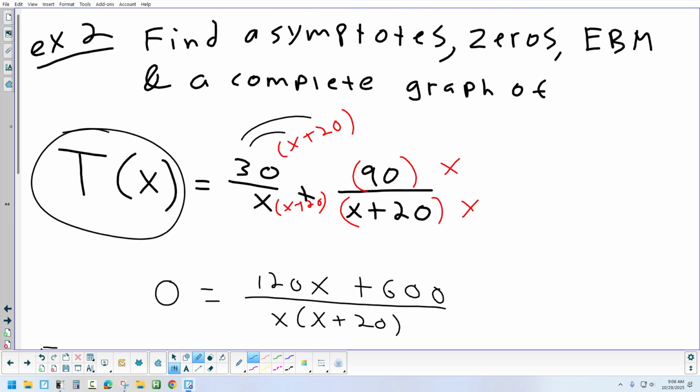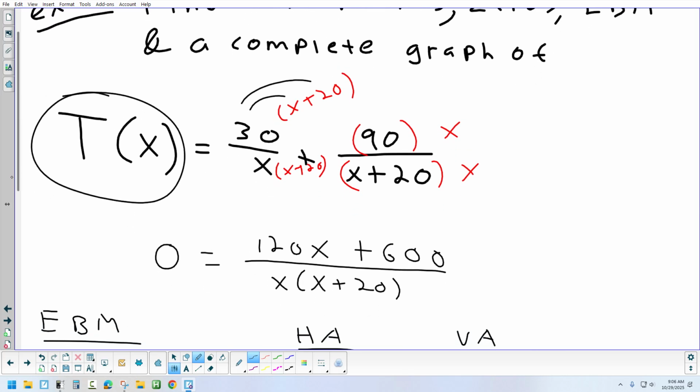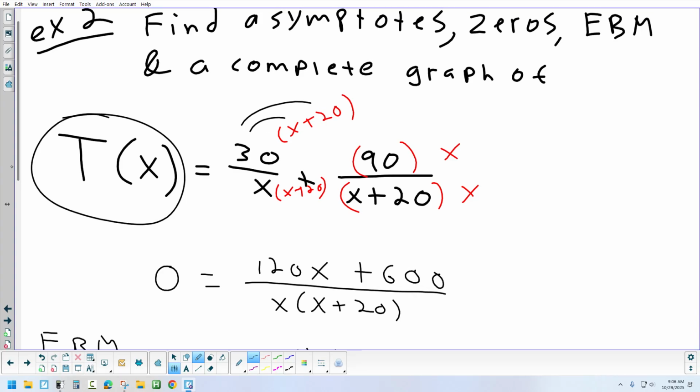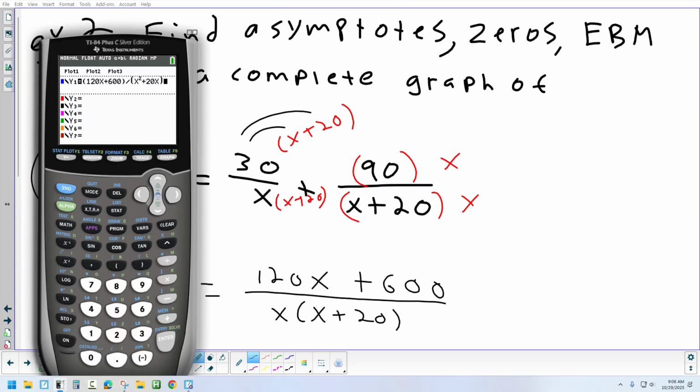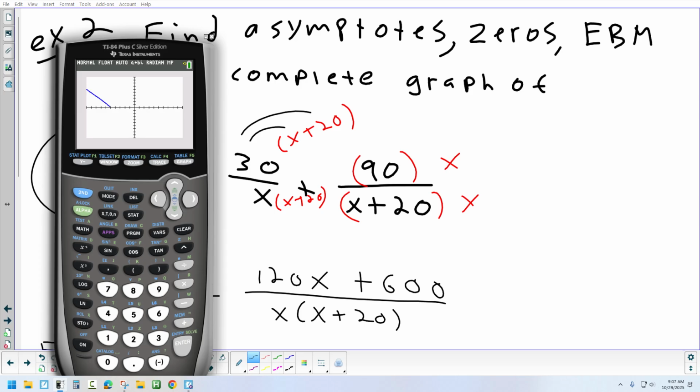Now, they are specifically asking for a complete graph. That is not in reference to the word problem. A complete graph means the whole thing. All right. So let's start with Zoom 6. See how that looks. Okay, so what do we think? Does that look like a complete graph?